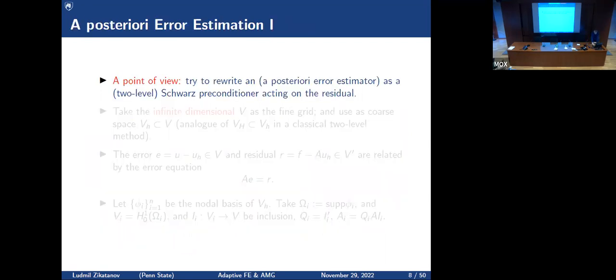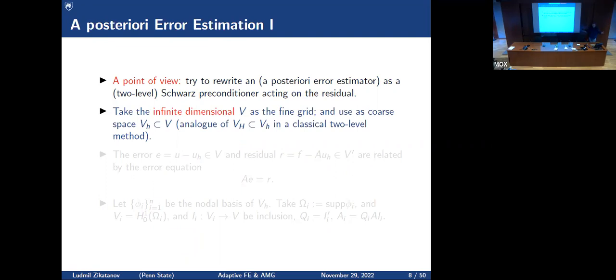Okay, so what I'll do next is I'll rewrite the Schwarz preconditioner in infinite dimensions. And I'll use this Schwarz preconditioner and show how it can be used, how it can be localized, and so on. All right. So the way to think about it is two-level Schwarz.